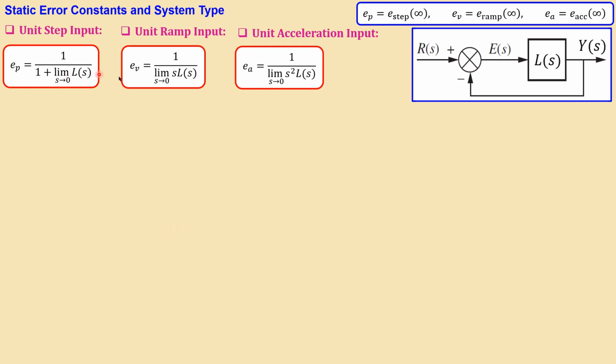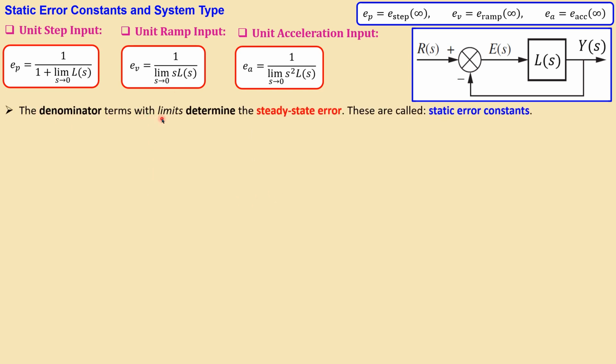What you see in the denominator is an expression which we can give another name, which is what we call the static error constant. So the denominator terms with the limits determine the steady state error. So these are called the static error constants.